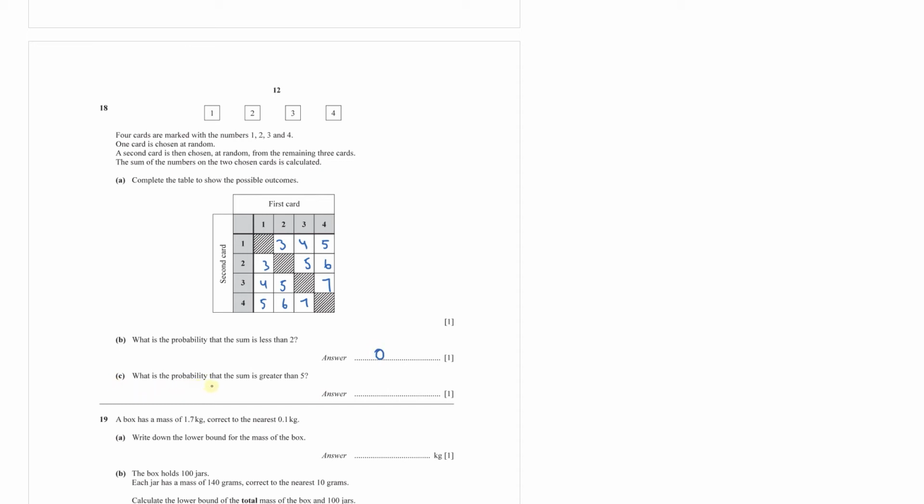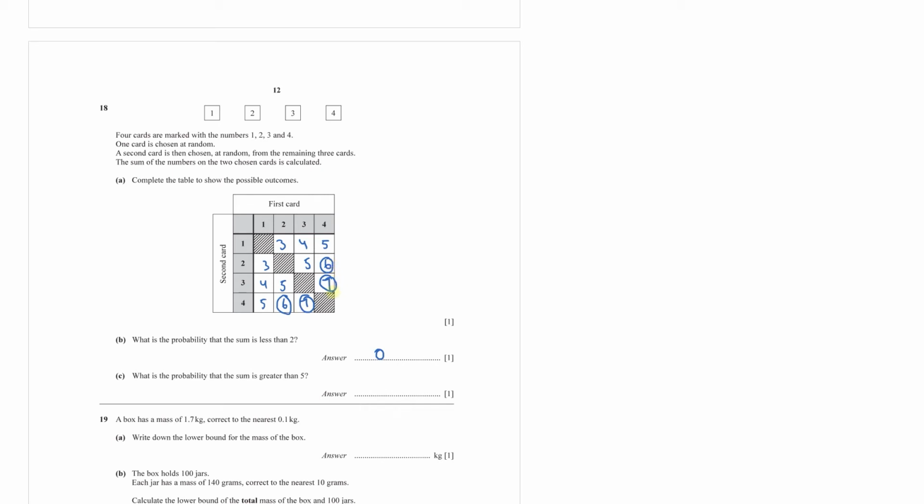So what is the probability that the sum is greater than 5? Greater than 5 means you either get 6, this is also greater than 5, 7 is also greater than 5, this 7 is greater than 5 as well. So there are 4 possible outcomes where the sum would be greater than 5.